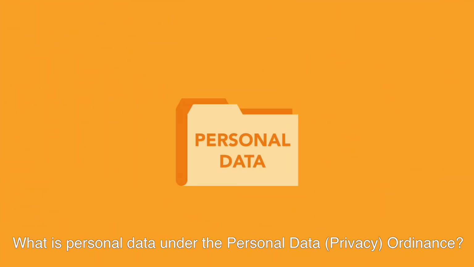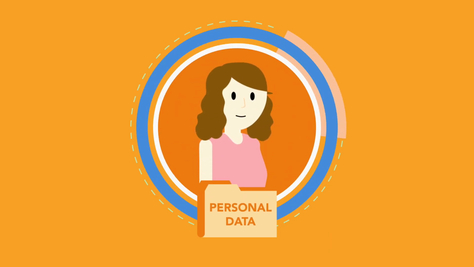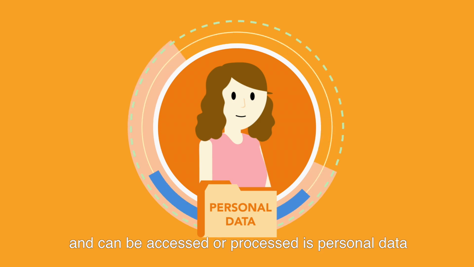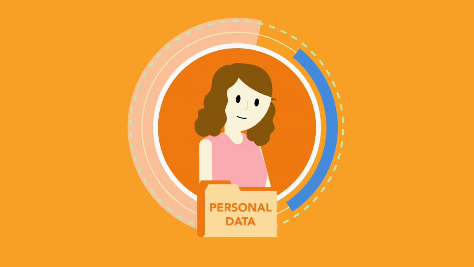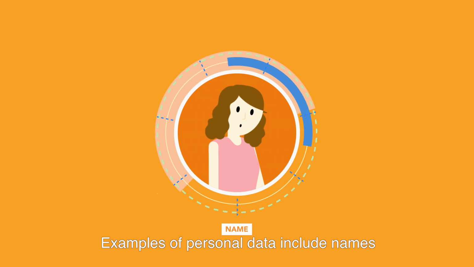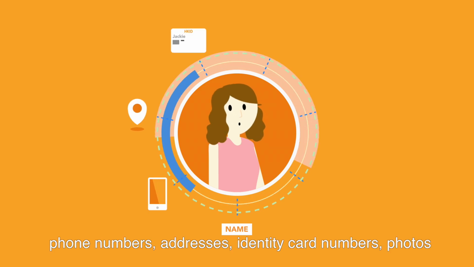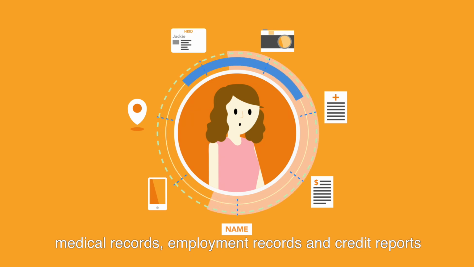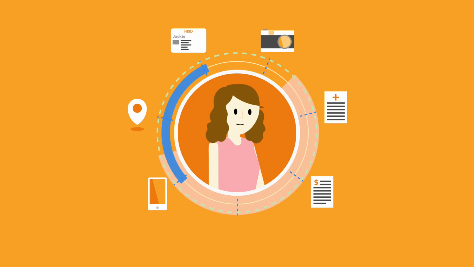What is personal data under the Personal Data Privacy Ordinance? Any information which can identify a living person and can be accessed or processed is personal data. Examples include names, phone numbers, addresses, identity card numbers, photos, medical records, employment records, and credit reports.